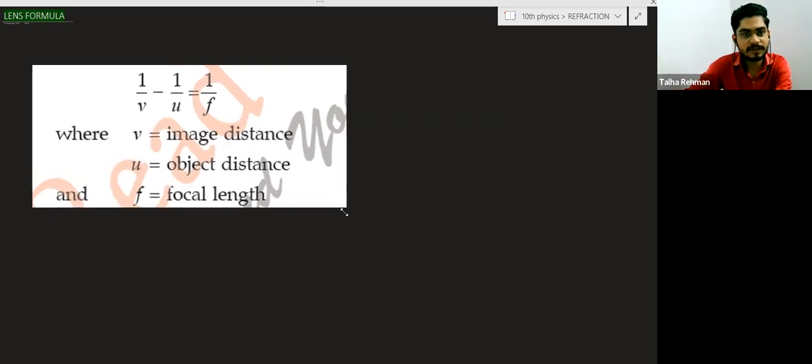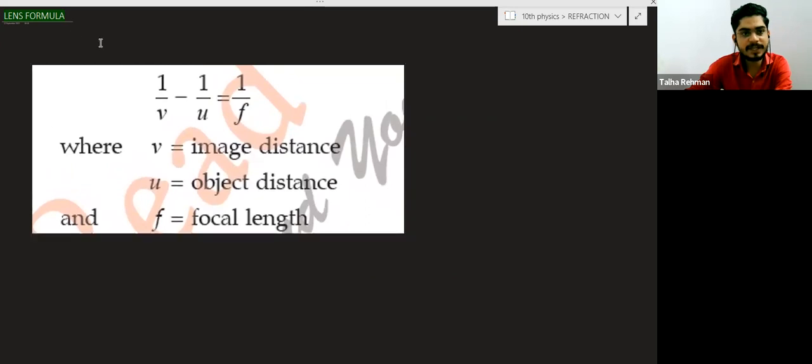So just write this lens formula. The lens formula is 1 upon V minus 1 upon U is equal to 1 upon F. V is the image distance. I have already told you we always measure the distance of object and distance of image with respect to the optical center. U is the object distance and F is the focal length. We will use this formula in the numericals. Just copy this. Then we will discuss the linear magnification of the lens.